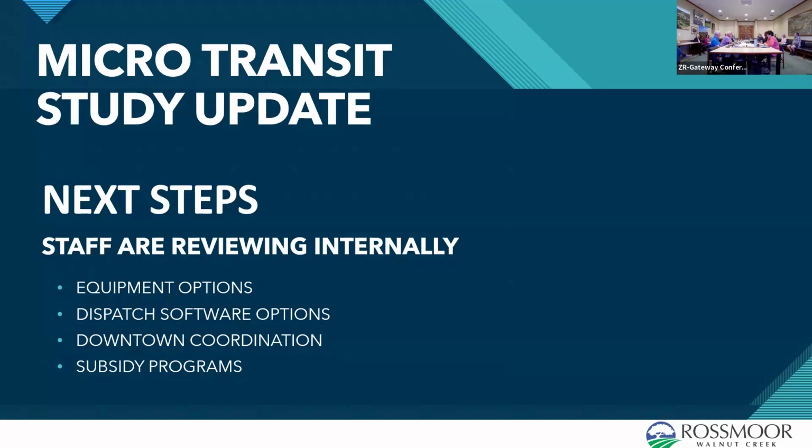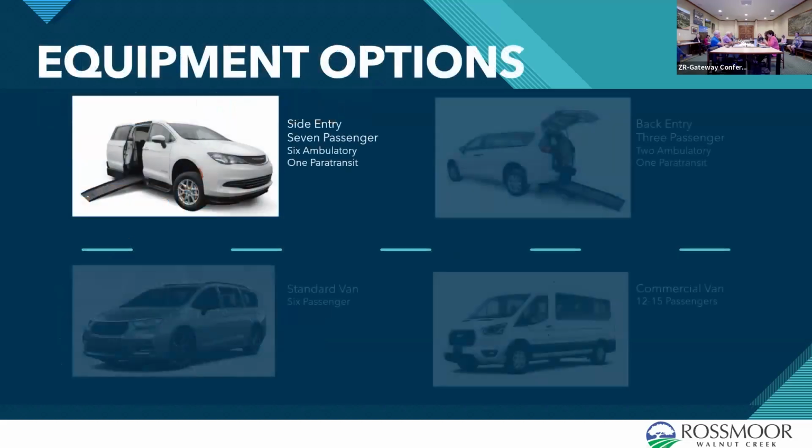Okay. Jeff and I have been reviewing, again, equipment options, dispatch software, downtown coordination, and subsidy programs. We're just going to go through that a little bit. These are the equipment options that we are interested in reviewing and transitioning to.